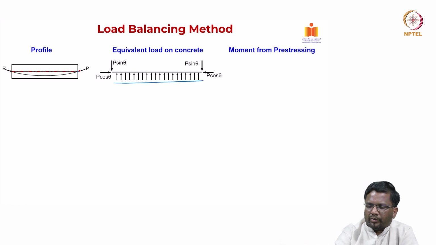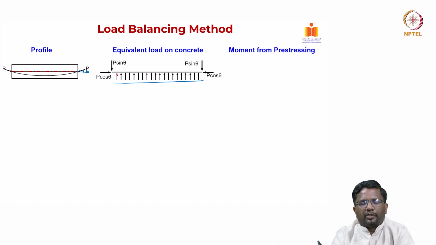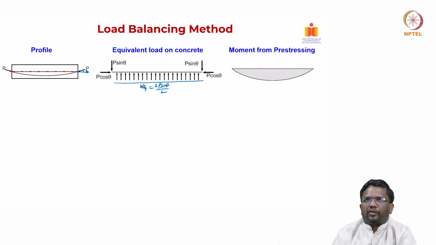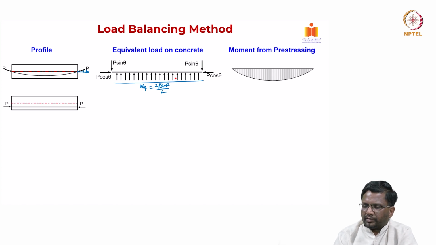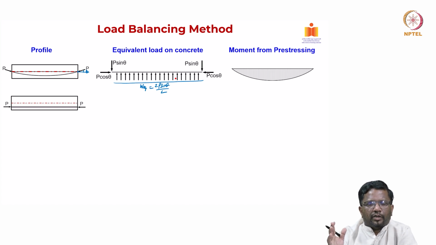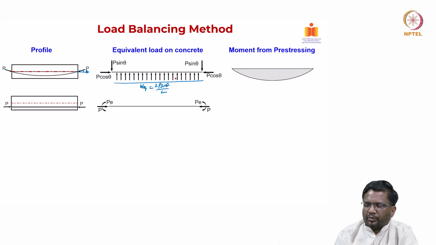At the top and at the bottom, when you look at it, again you have two components. If it is theta, you will have P cos theta and P sin theta at the bottom. So, this is an equivalent load. Similarly, this W equivalent per unit length we can calculate, which is equal to 2P sin theta by L, if you take this as L. The moment from the pre-stressing will be exactly like this, because it is subjected to a uniformly distributed upward force. So, that is going to create a moment like this. Now, let us look at a cable profile which is linear. There is no change in the cable profile, but it is always at an eccentricity of, let us see what it is. So, you can see that simplified.